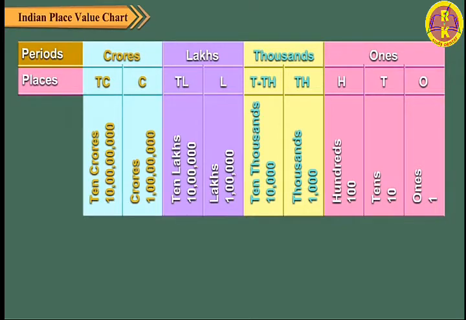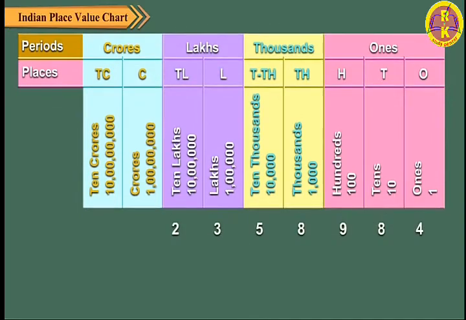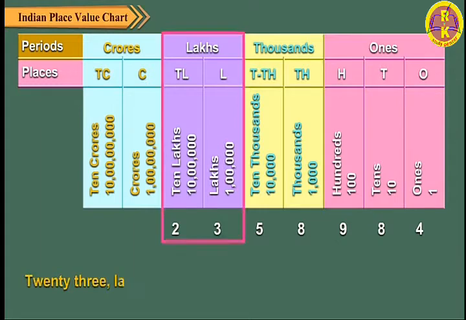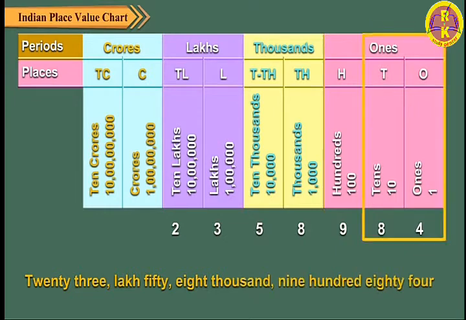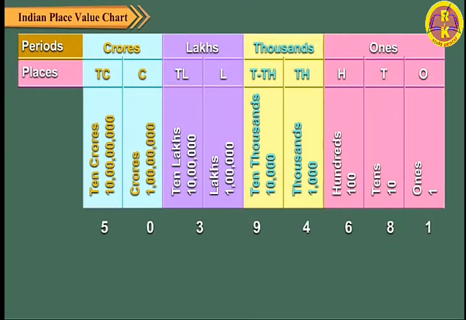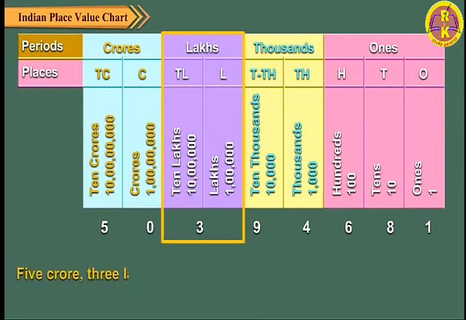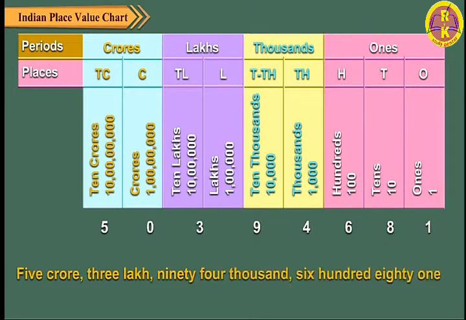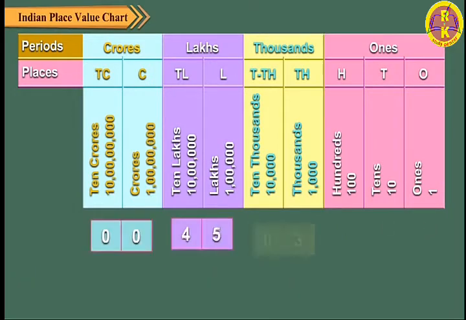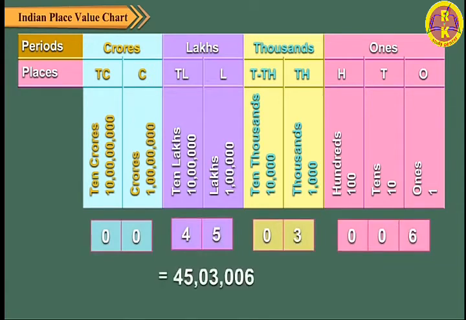While reading a number, all the digits in the same period are read together, and the name of the period except the ones is read along with them. Let us read these numbers. 23,58,984. 5 crore. 3,94,681. Let us write the numbers for the following number names.